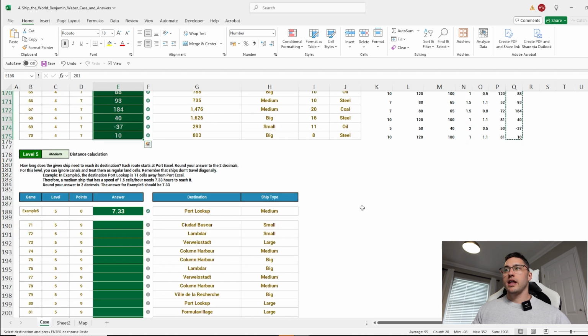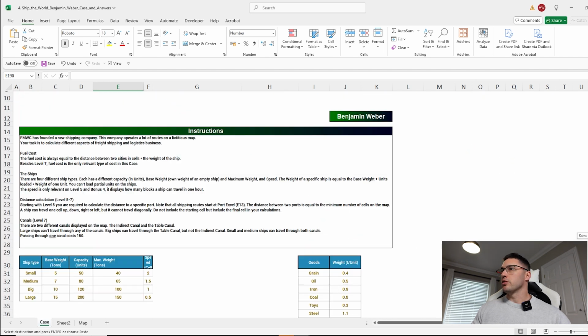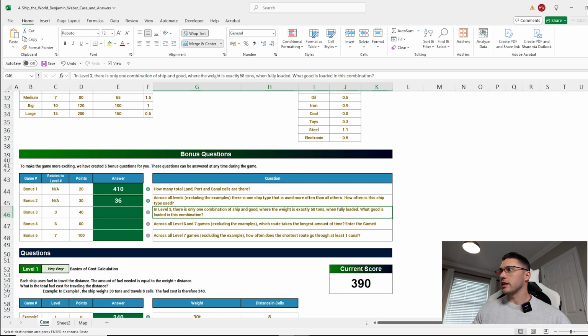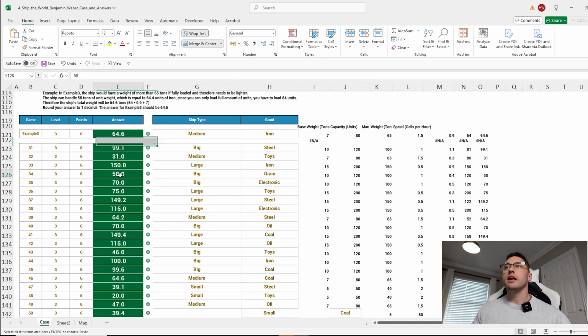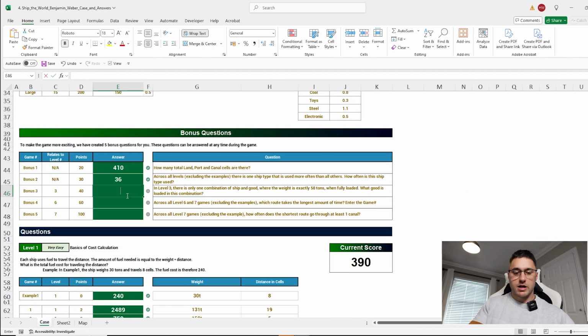There we go, and now this is where it gets a little more complicated because we want to know the distance on the map. I'm just going to remind myself of the bonus questions as well in case I've missed any of those. So in level 3, one combination, that's exactly 58 tons. What good is it? So 58 is here, so that is grain. So let's do that one, grain.